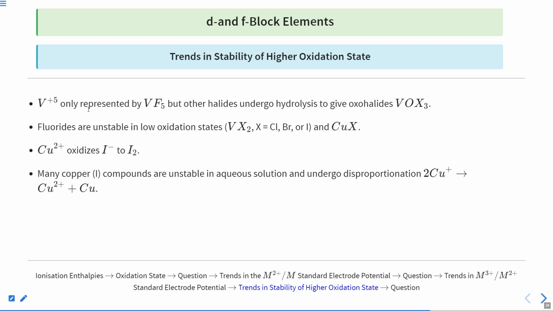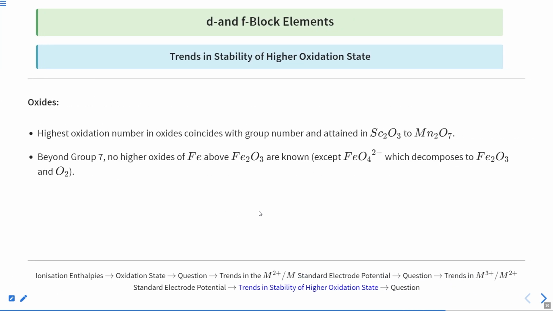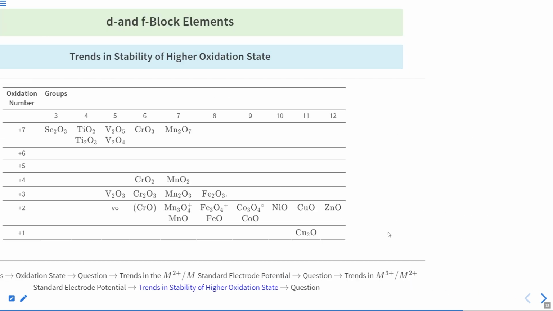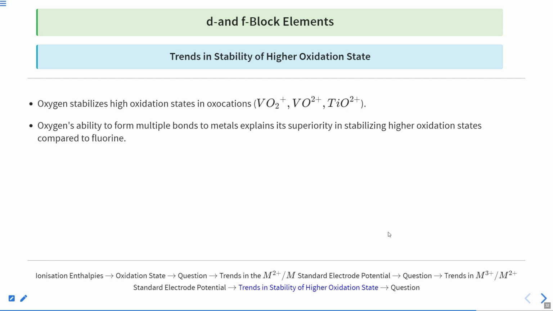Because vanadium +5 is only represented as VF5, but with other halides they undergo hydrolysis to give VOX3. Fluorides are unstable in low oxidation states, which I have told, because they are stable in the higher oxidation states. Now, oxides have a greater tendency to form higher oxidation state metals as compared to fluorine. So here is the trend for that. Why is it so? Because they have a property to form multiple bonds, which is not seen in the case of what? Fluorine. It forms only one bond.